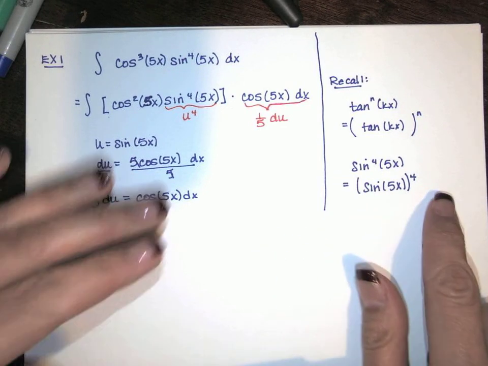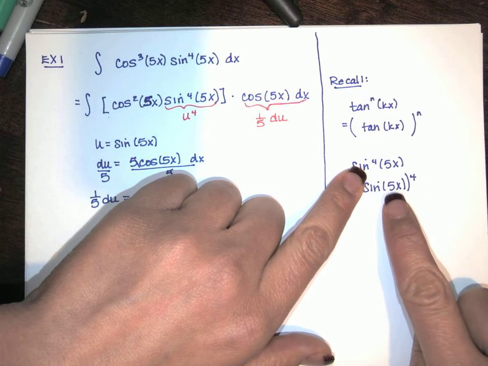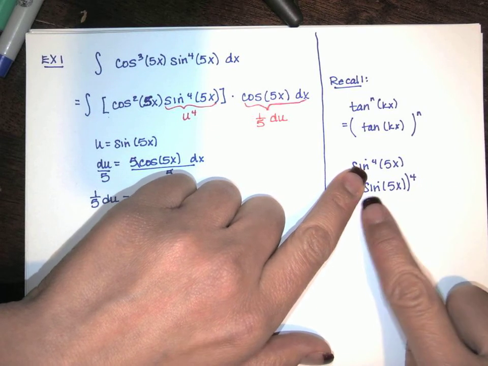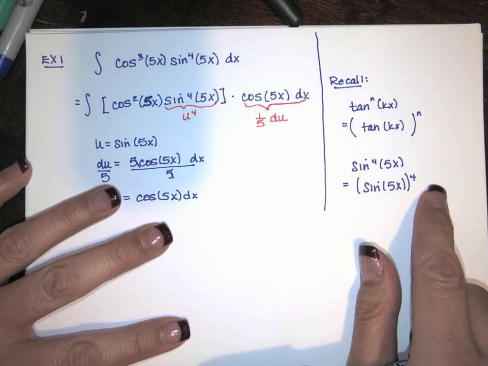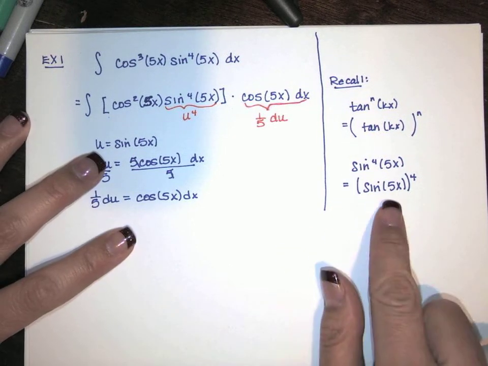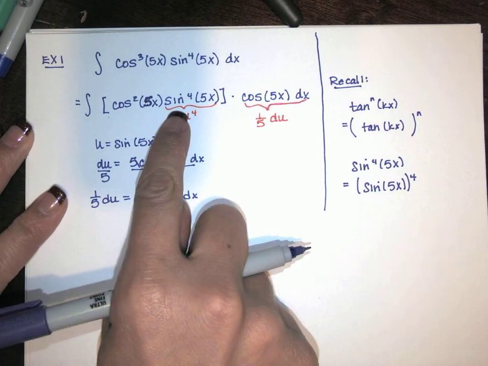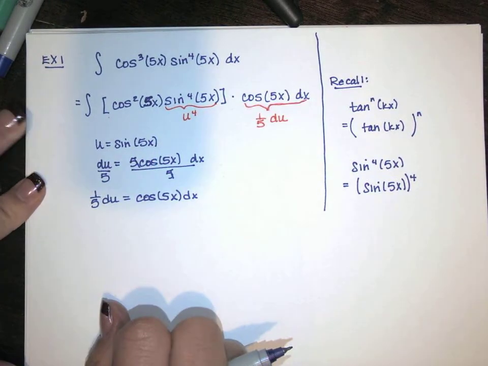And we don't want to do this without the second set of parentheses either, because then it might not be clear if we're supposed to take 5x and raise it to the fourth and then take the sine of it, or if we're supposed to take sine of 5x and raise it to the fourth. So this is a very clear notation, but you do have to remember what it is. So this is sine to the fourth of 5x, so that's our u to the fourth.